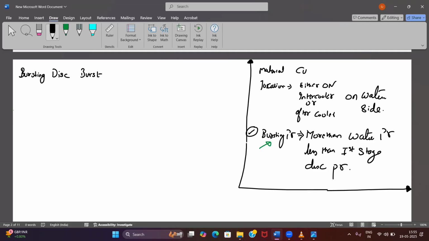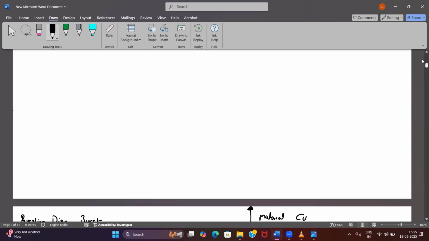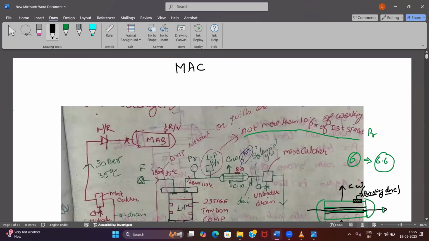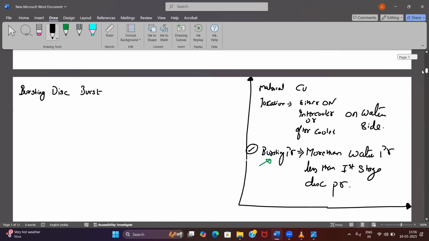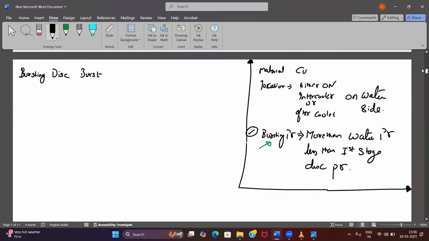Sir, why did we fit both, the bursting disc and the relief valve? I have told you both. This relief valve is on the air side. The bursting disc is on the water side. Okay sir. Can I move forward?